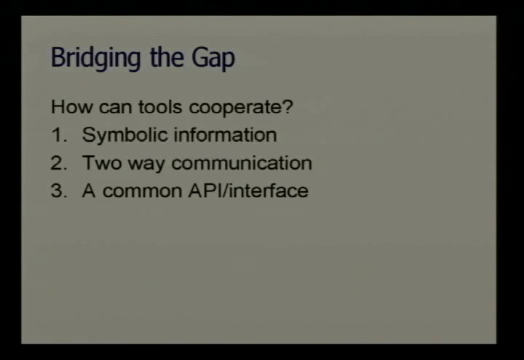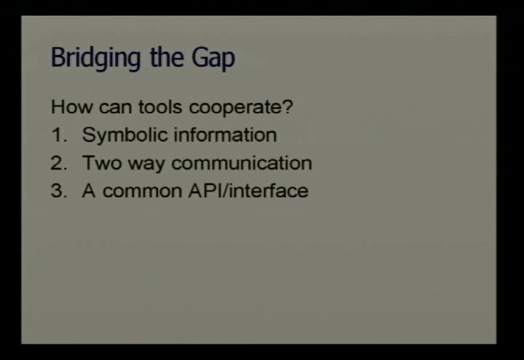Step 2 is two-way communication. You want to take information from the disassembler to the debugger and back again. We want to create this loop where we feed information from runtime that we don't have access to during static analysis. And this is basically taking the best of both worlds and creating the more ideal solution.